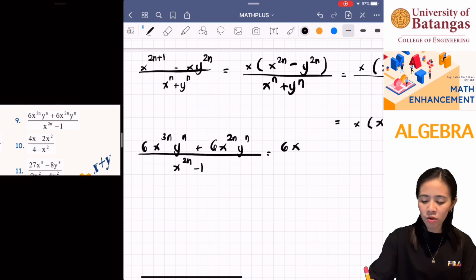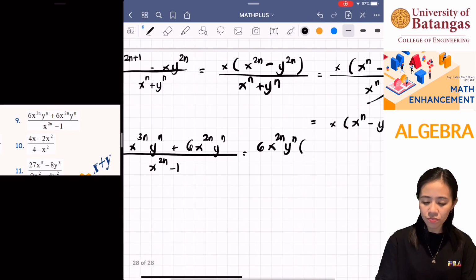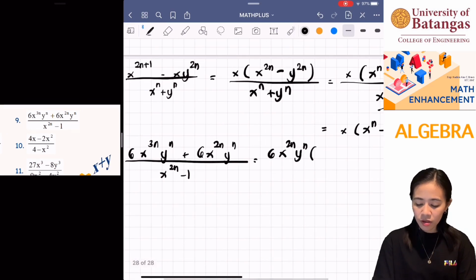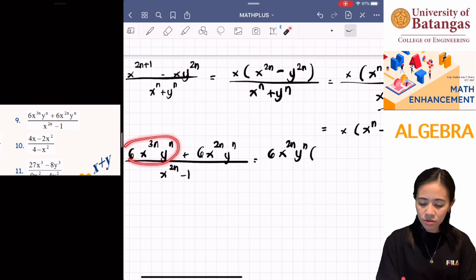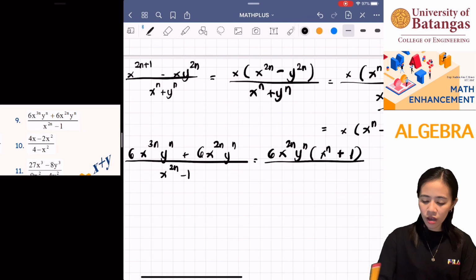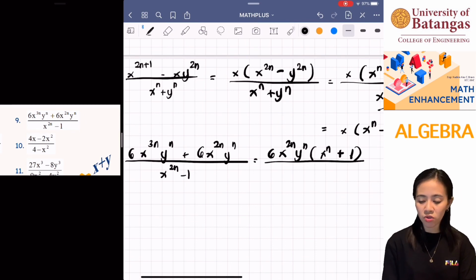And in terms of x, I'm going to factor out x raised to 2n, because it's smaller than 3n. And then y raised to n is also common. So if we do that, we will have this divided by this: cancel 6, cancel y raised to n, and there's x raised to n left, right? So I'm going to write here x raised to n na lamang. Plus, okay, this is similar, dividing by itself, which means you have 1. All over, I have in the denominator, x raised to 2n minus 1.